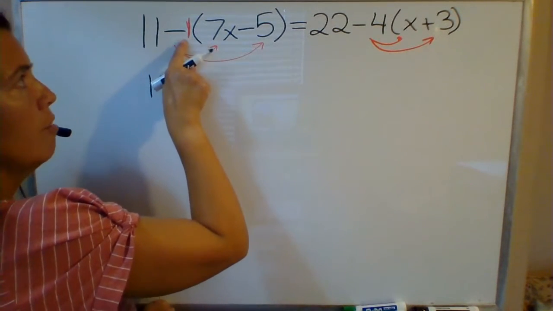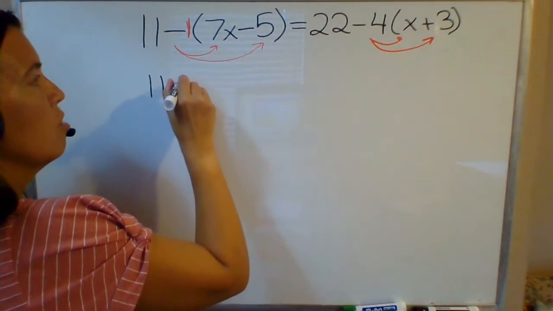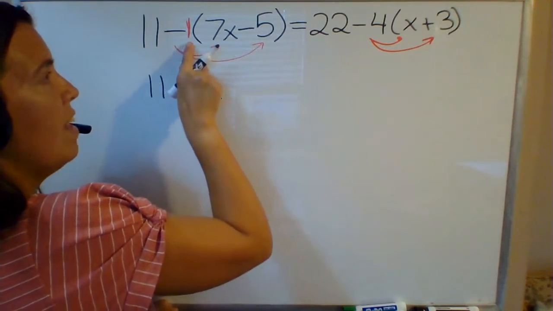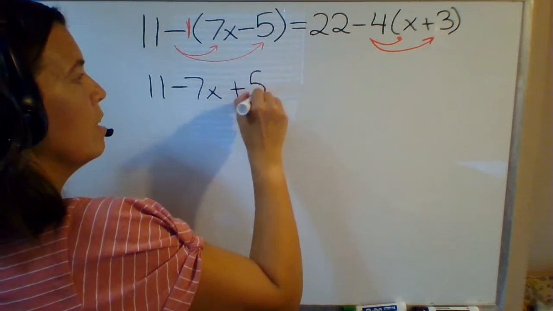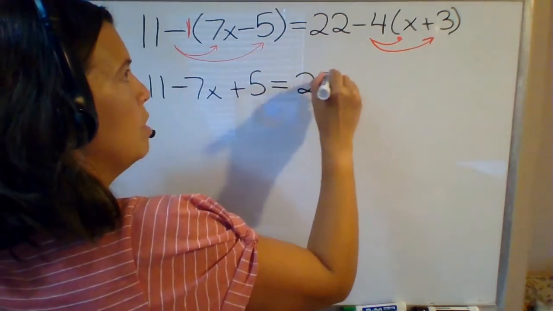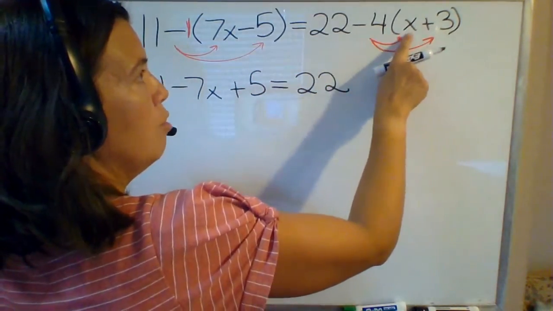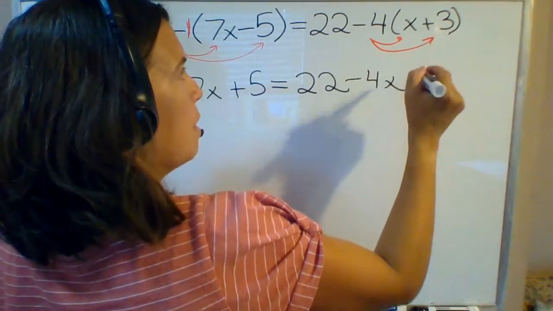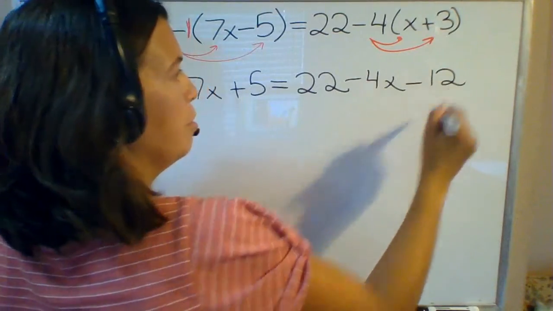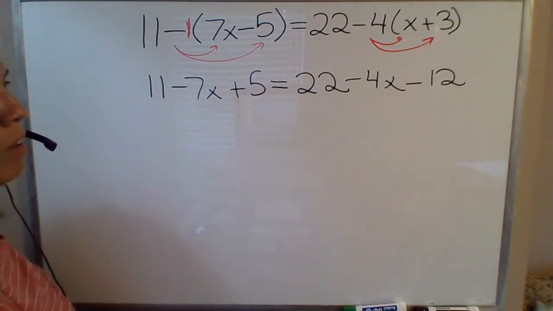So then I have the -1 times 7x, so this is minus 7x. And then -1 times this -5 here, so this is positive 5, equals 22. -4 times x, so this is minus 4x, and then -4 times positive 3, so this is minus 12. Okay, so we've got rid of the parentheses.